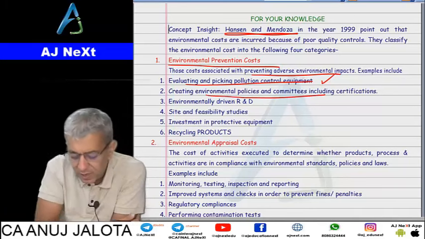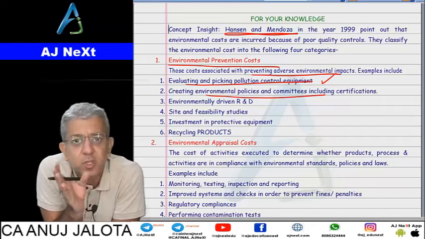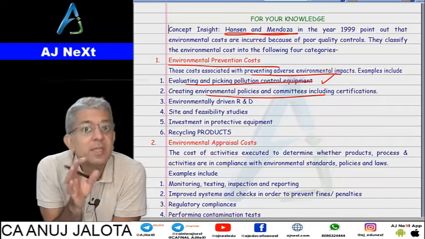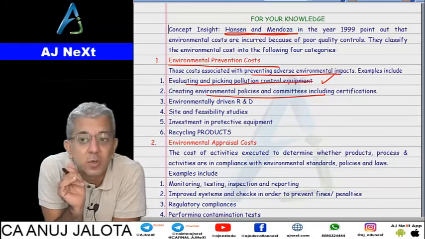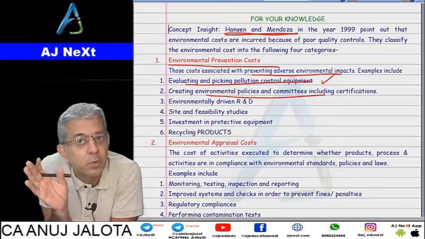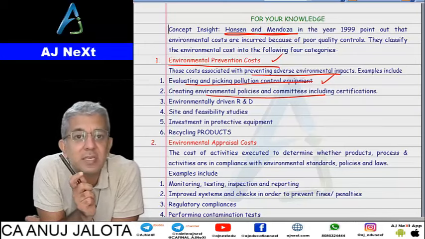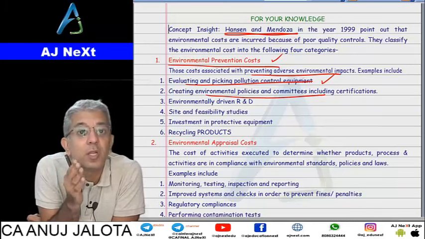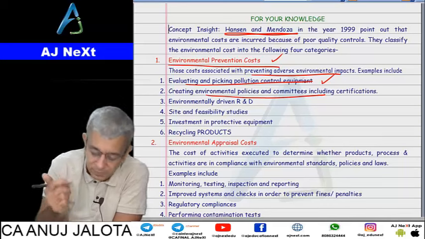Then creating environmental policies and committees, including the certifications, whatever environmental certifications you take. For that you will have to do a lot of things, that we do this, we do this, so therefore the environment does not get polluted. All those things will be coming as prevention costs. Let me also relate these things to your chapter on total quality management. Prevention costs are incurred before the activity.